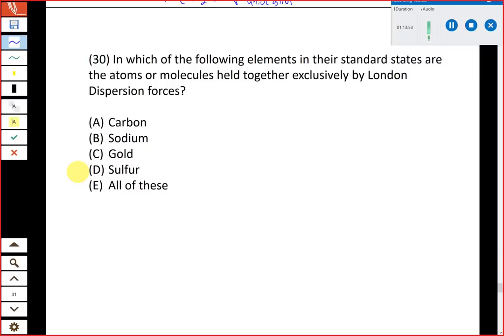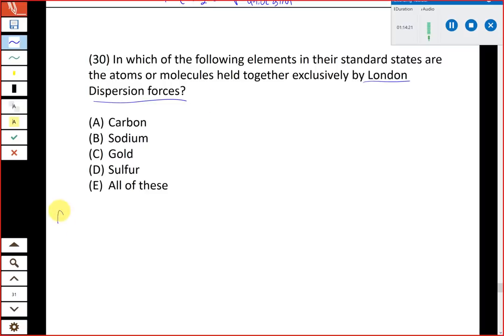So one of the key topics in chapter 9 was intermolecular forces and different types of substances, and those are the concepts that are dealt with in this question here. So we want to know which of the following elements in their standard states are the atoms or molecules held together exclusively by London dispersion force. So that means that's the only force that's holding together the atoms or the molecules.